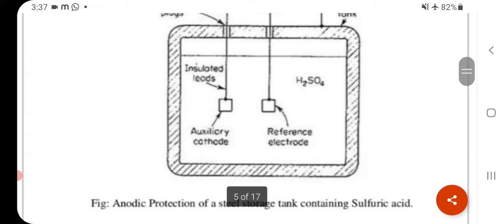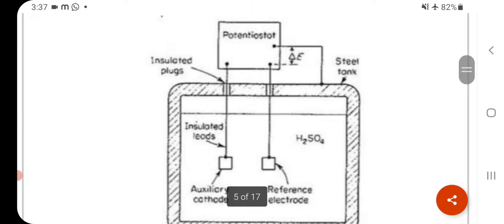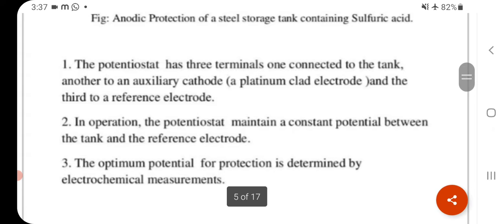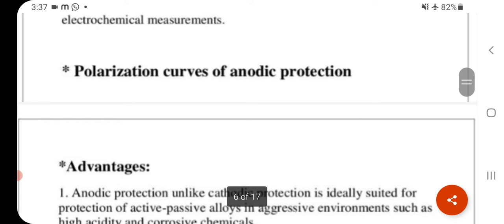This is the diagram of anodic protection of a steel storage tank containing sulfuric acid. Reference electrodes and cathodes are used. The potentiostat has three terminals: one connected to the tank, another to an auxiliary cathode, and the third to the reference electrode. In operation, the potentiostat maintains a constant potential between the tank and the reference electrode. The optimum potential for protection is determined by electrochemical measurements. Polarization curves of anodic protection.